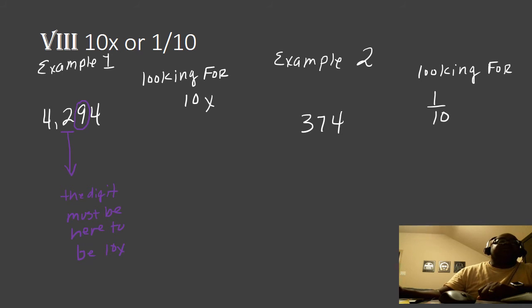Now, what if we're looking for something that's 1/10? And let's say that we're trying to find something that's 1/10 of this 3. So I'm going to circle it. And if it's going to be 1/10, the number has to be to the right of this 3. So I'm going to do the same thing. I'm going to underline it, draw my arrow. Then I'm going to say that the digit must be here to be 1/10.